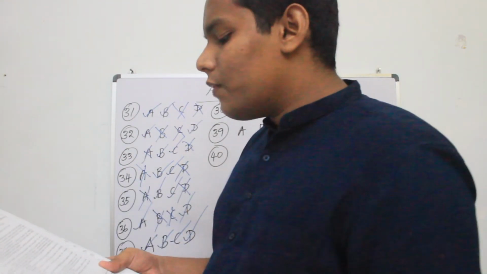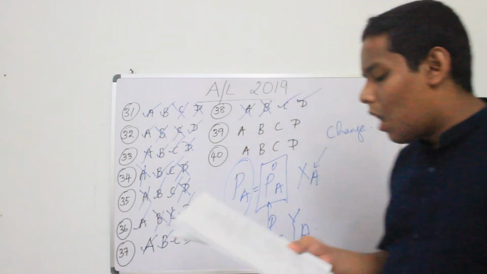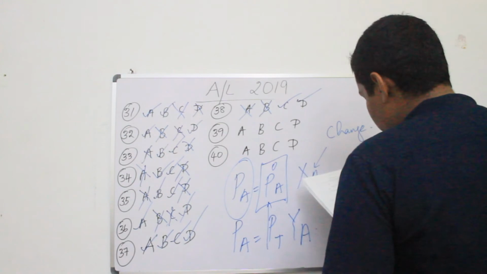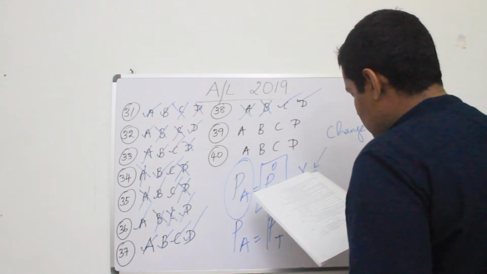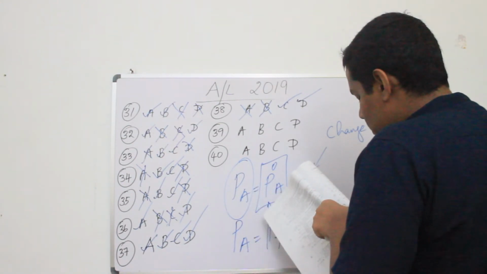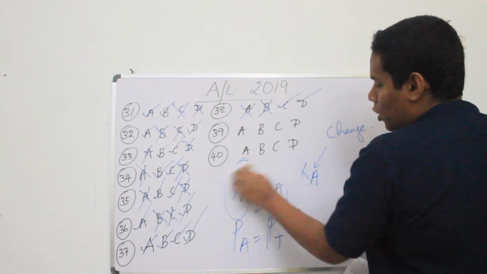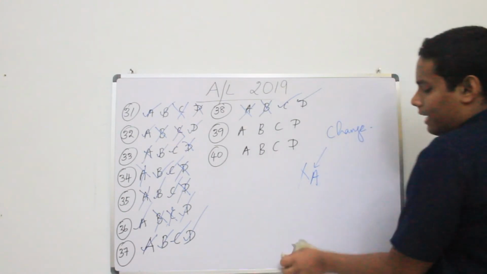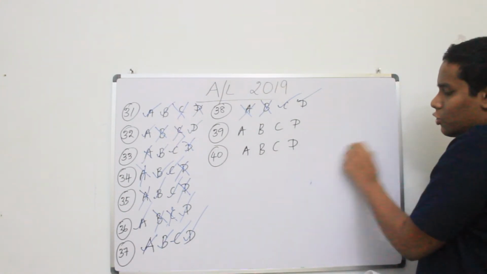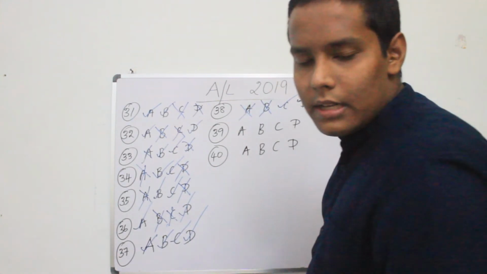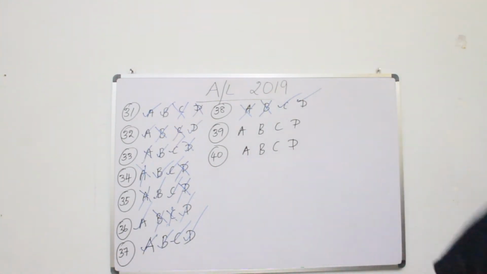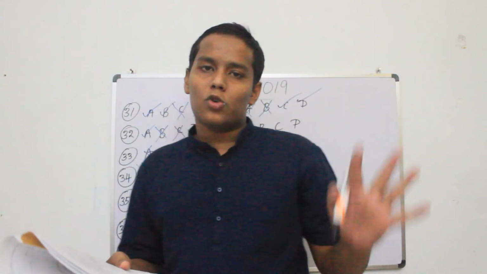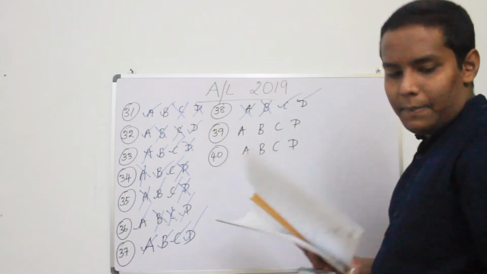39. Which of the following statement or statements is or are correct regarding aqueous solution of acid? A, conductivity of the solution increases as the concentration of the weak acid decreases. Wrong, no? For conductivity to increase, the amount of ions should increase. So if the amount of ions should increase, obviously the concentration should increase. Since they have told us that the concentration decreases, it's wrong. A statement is wrong.